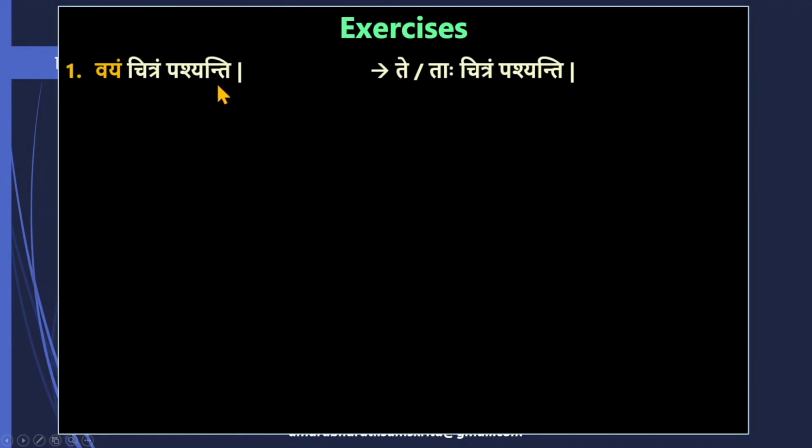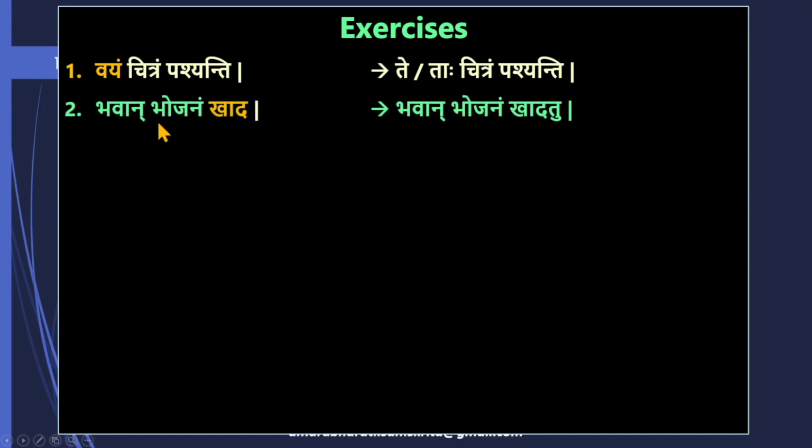Vayam chitram pashyanti is wrong. Te chitram pashyanti or taha chitram pashyanti. Te is in pullinga, taha is in strilinga. Pashyanti is bahuvachana pada. So vayam is wrong. We cannot use vayam and pashyanti, so we have to use te and taha. Bhavan bhojanam khada is wrong. Bhavan bhojanam khadatu, because it should be in prathama purusha.